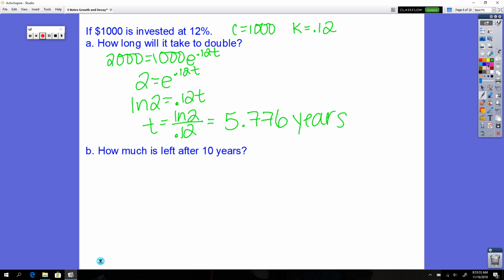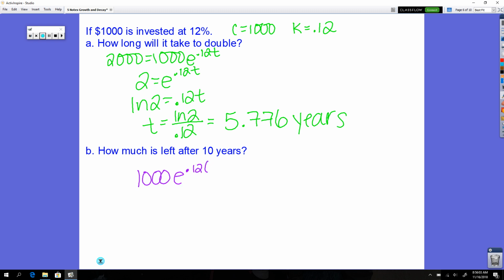It asked me how much is left after 10 years. So I'm going to plug 10 in for my time. So 1,000 e to the 0.12 times 10. And because we're dealing with money, you will not give me 3 decimal places, but instead you will give me 2 decimal places. Get out a calculator, and get your answer to be 3,320.11.